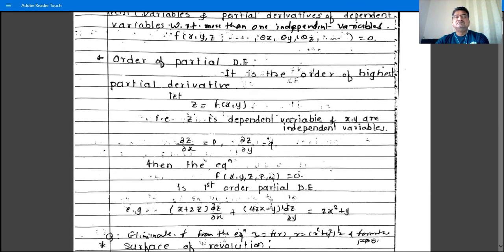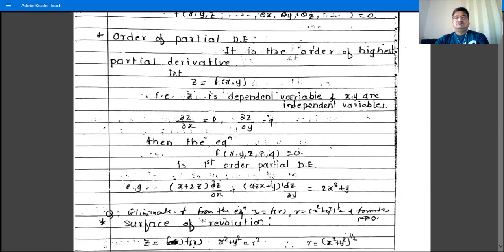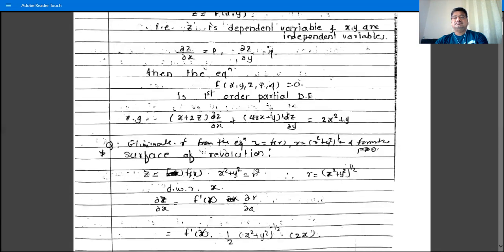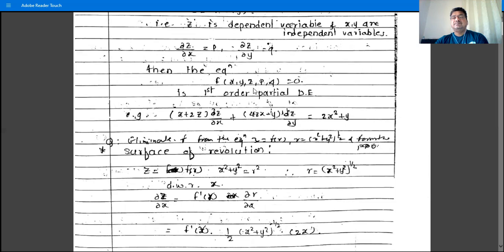So this is the general form of the first order partial differential equation. F(x, y, z, p, q) is equal to 0. For example, the example of first order partial differential equation is what? (x plus 2z) ∂z/∂x plus (4zx minus y) ∂z/∂y is equal to 2x square plus y. So this is one of the examples of first order partial differential equation.